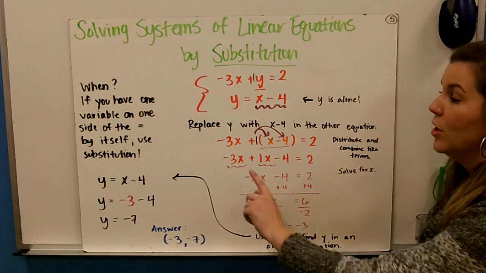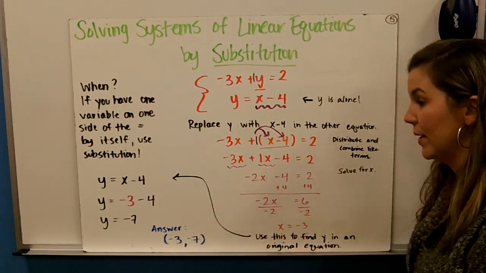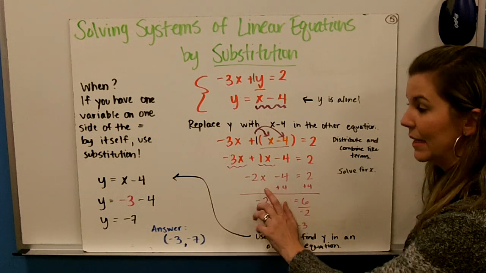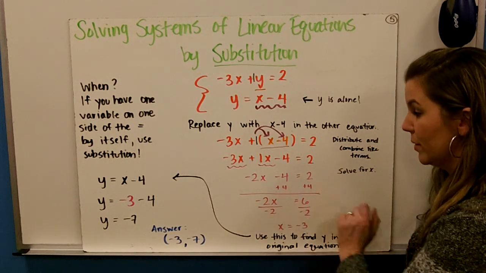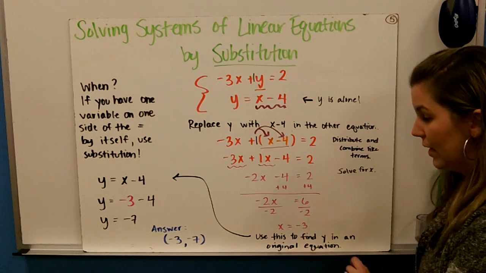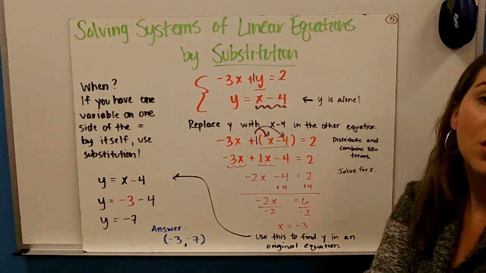After you distribute, you'll combine like terms. -3x plus 1x is -2x. Carry down the -4 and the 2. Then it's just a two-step equation. Solve for x. Add 4 to both sides, you get 6. Divide both sides by -2, and you get -3. Now I'm halfway there. Remember, I'm looking for where they intersect.